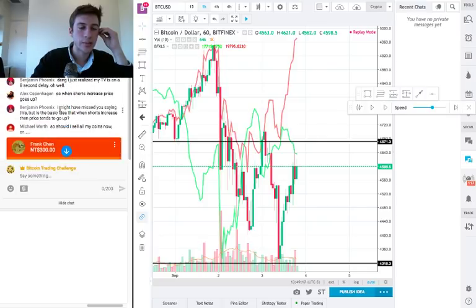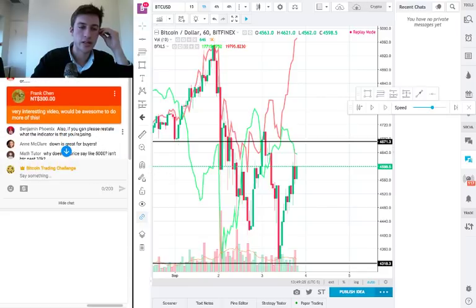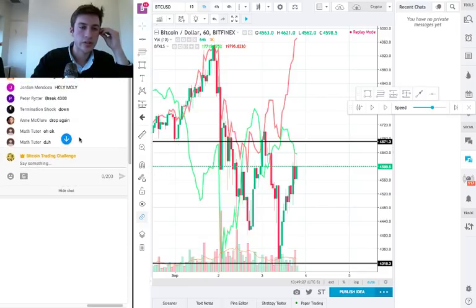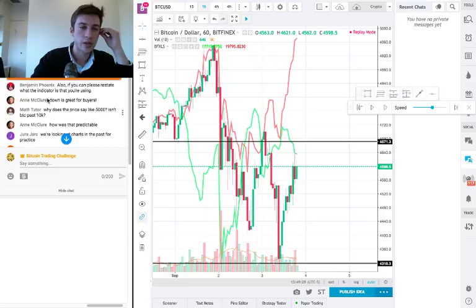Interesting. But yeah, so before we talk about this, is price going to go here and break this line, or is price going to go here and break the support line? What do you guys think as I just look here? What does this guy say? Also, if you can please restate what the indicators we're using.